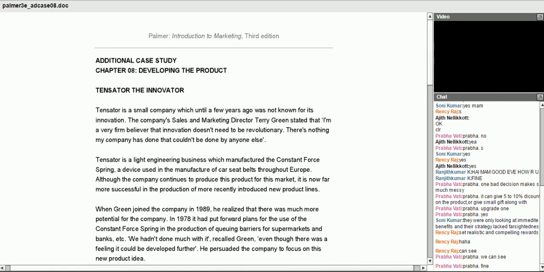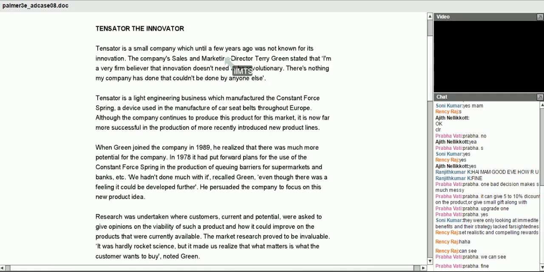Okay, this is a case study on development of a product. It is a company, its name is Tenzetter, and it has been a provider of some engineering products. Basically they offer a spring which is used in the manufacture of car seat belts. So let's see what it is about.